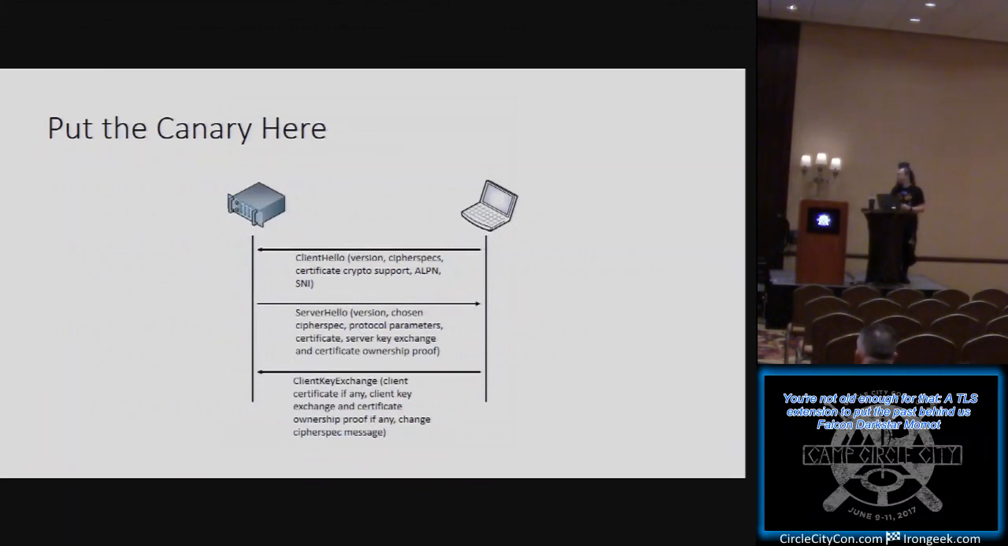I'm sorry, I made another eye chart. What this says is there's a client hello packet that we talked about before. It sends its version, its cypherspec, its crypto support, all these things. The server sends back its own version negotiation and cypherspec and things like this. And then there's a key exchange that goes on. We put the canary at the very bottom of this, at the end.